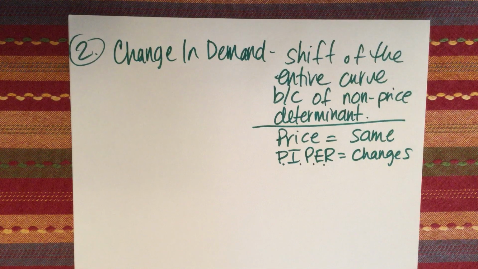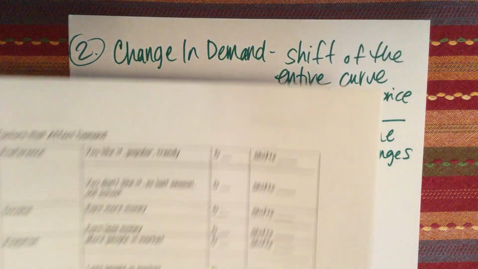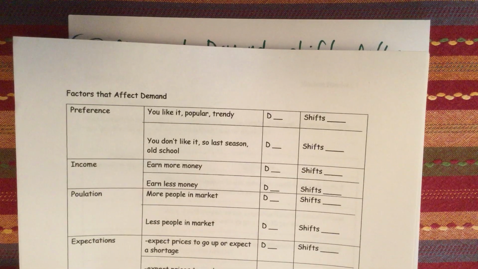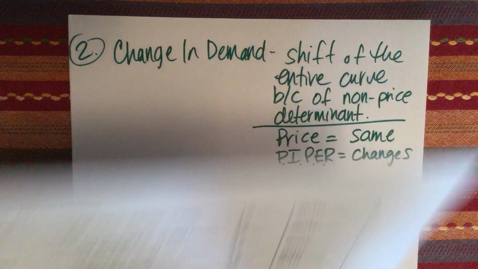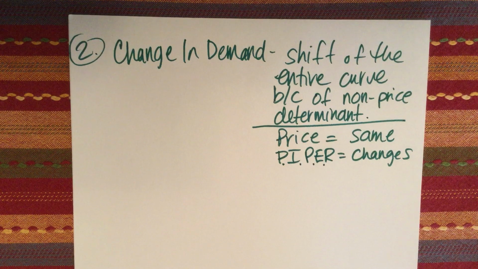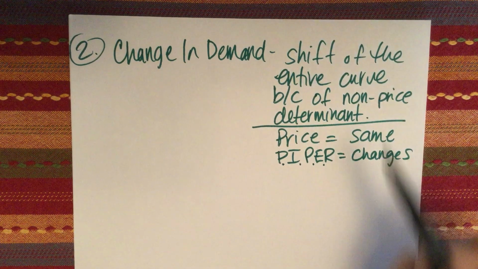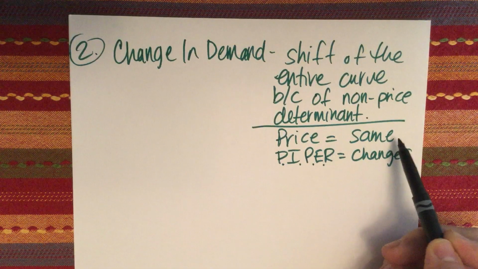I had sent you guys this paper with the answers already on there that shows the non-price determinants that affect demand. We're going to go over that next. That's what I mean when I say to remember Piper. It's preference, your income, population, your expectation, and then related goods. So it's not the price that's changing. Price has stayed the same.